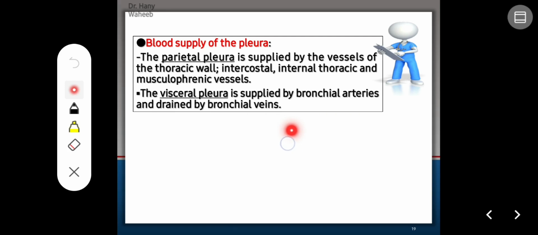Visceral pleura is supplied by bronchial vessels, while parietal pleura is supplied by vessels of the thoracic wall, which are the intercostal, the internal thoracic, and the musculophrenic vessels.